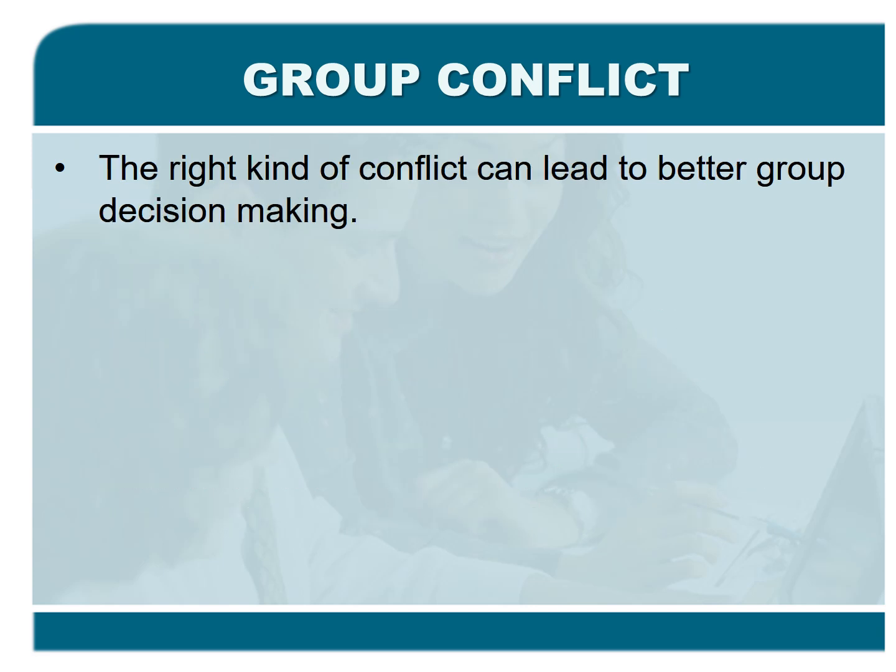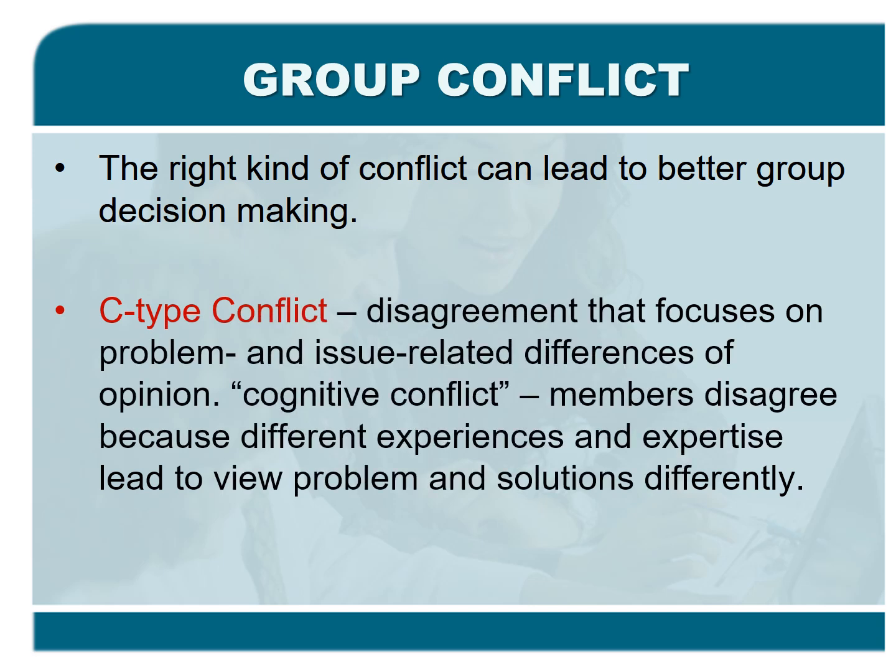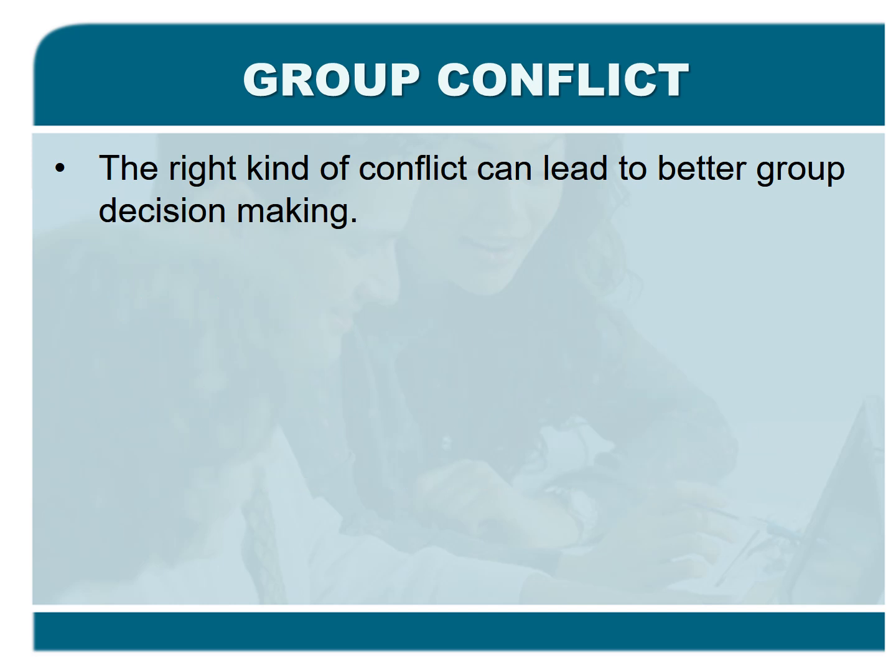The right kind of conflict, though, can lead to better group decision-making. There's C-type conflict. It's a disagreement that focuses on problem and issue-related differences of opinion, kind of a cognitive conflict. Members disagree because different experiences and expertise lead them to view the problem and solutions differently.